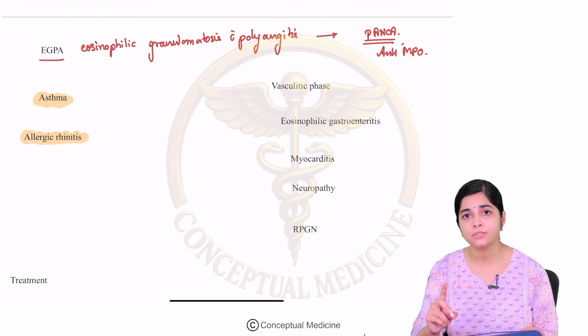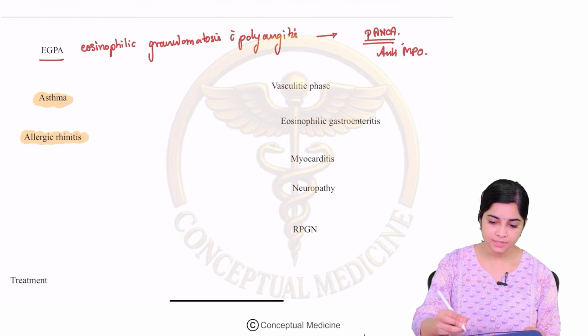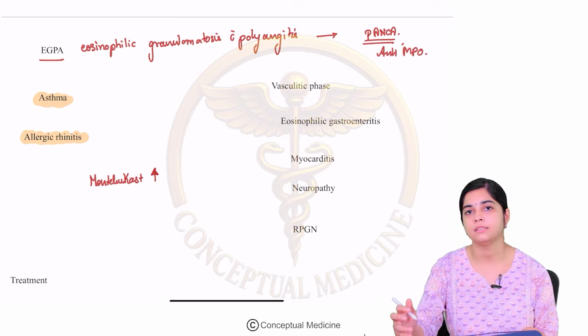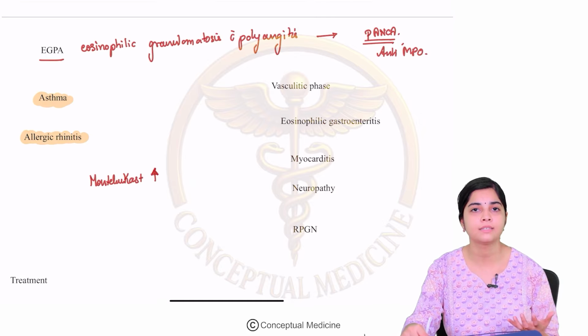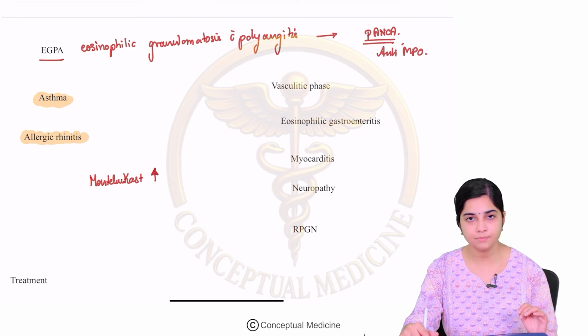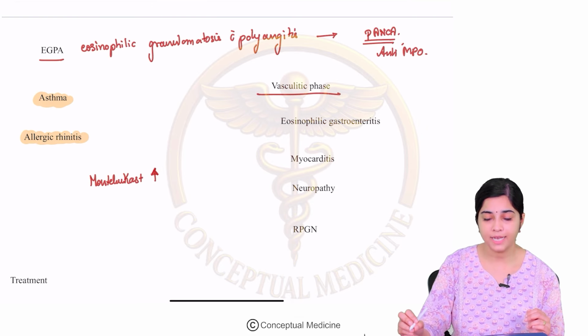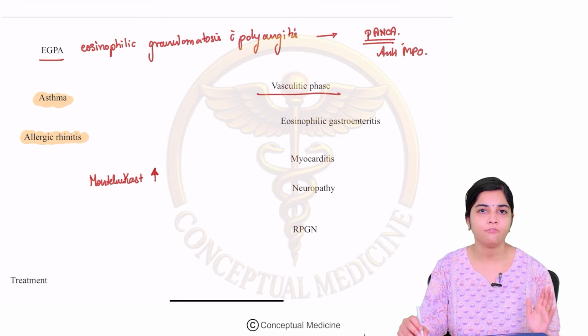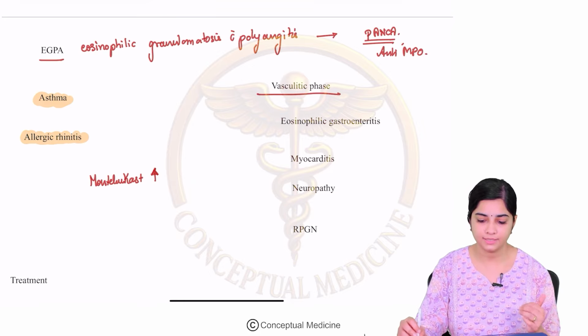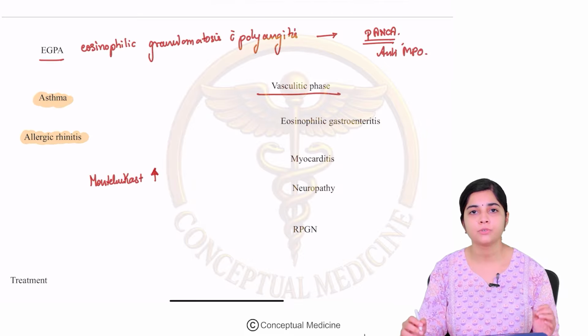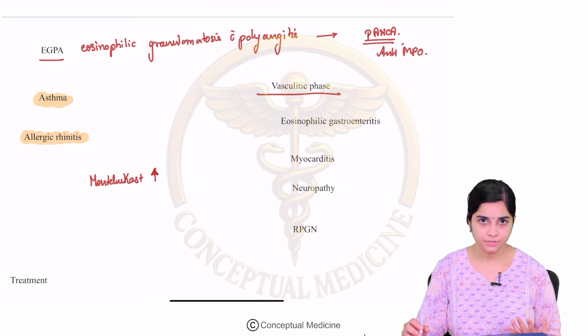One important thing that you have to remember is that whenever you give Montelukast, right? Montelukast in fact increases the severity of illness in these patients. So it paradoxically increases the severity of illness in these patients. Followed by the asthmatic phase, these patients go into a vasculitic phase where you may find evidence of vasculitis in the later stages, right? So in this illness, there is infiltration of eosinophils into multiple tissues, right?